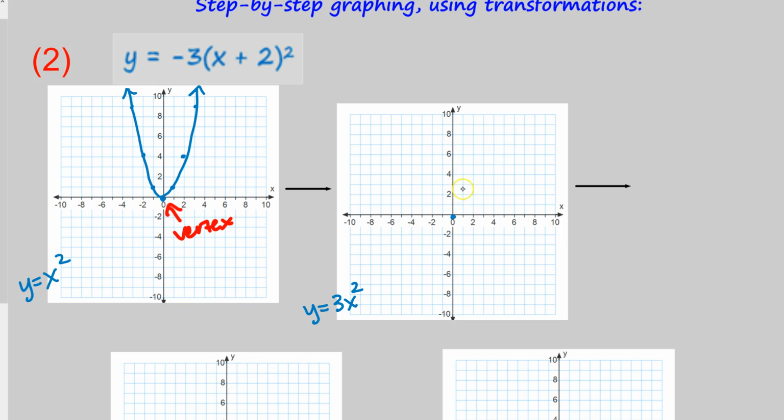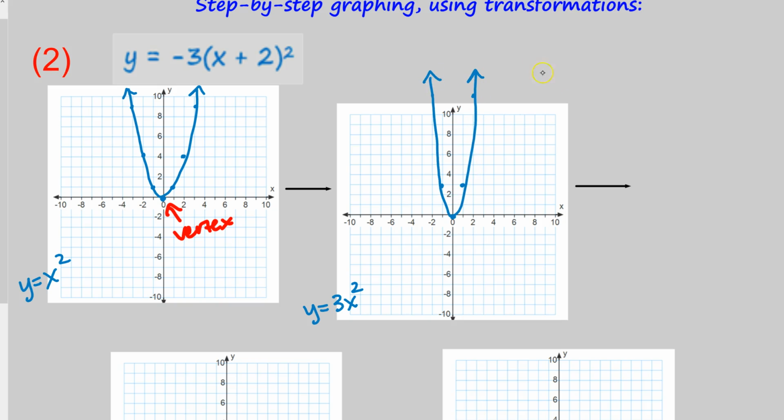(0, 0). Instead of (1, 1), you have (1, 3). Instead of (2, 4), you have (2, 12). Same thing on the other side, (-1, 3), (-2, 12). So 3 times as tall, vertical stretch by a factor of 3.